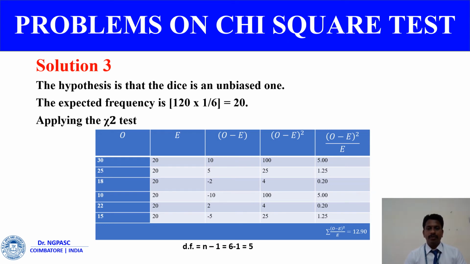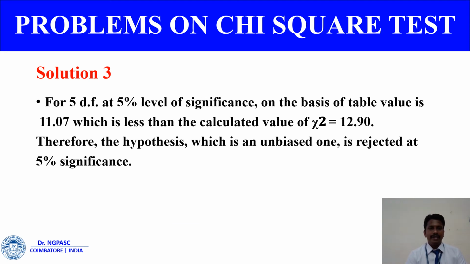The degrees of freedom using the formula n minus 1. Here n is the number on the die. Total number on the die is 6. 6 minus 1 equal to 5. For 5 degrees of freedom at 5% level of significance, the table value is 11.07, which is less than the calculated value of chi-square, equal to 12.90. Therefore, the hypothesis, which is an unbiased one, is rejected at 5% level of significance.